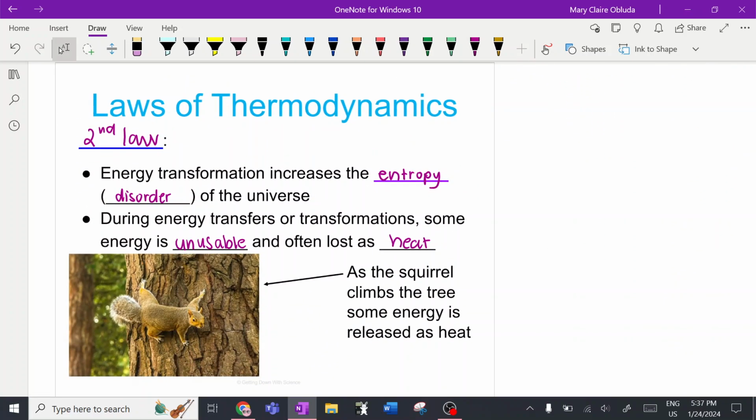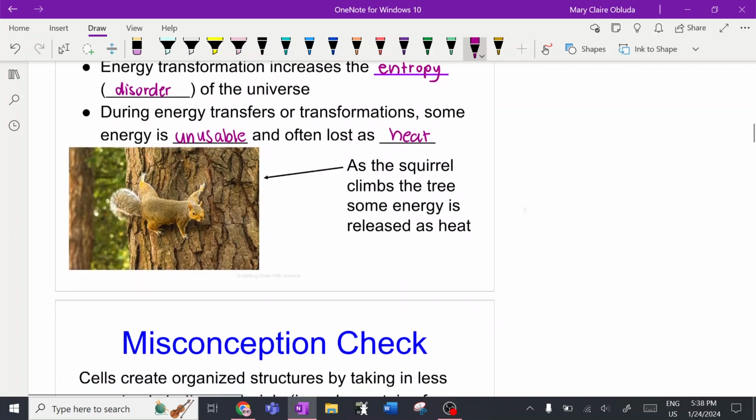So the second law is about entropy. Energy transformation increases the entropy and disorder of the universe. During energy transfers or transformations, some energy is unusable and lost as heat. So, see, the energy is not being destroyed, but it's being released through heat, which we're not using as energy. It's just being released as heat.